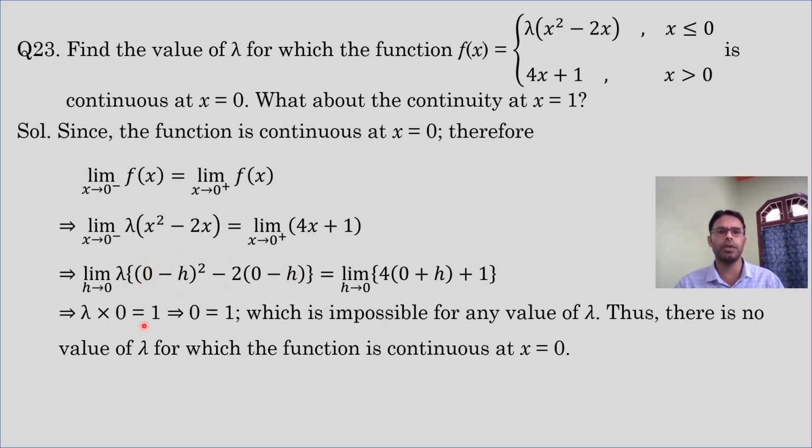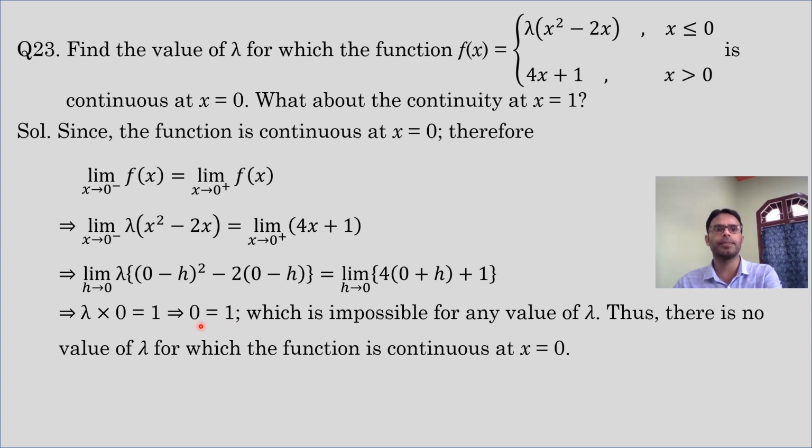So lambda into 0 is equal to, on the right hand side, it will be 1 only. So 0 equal to 1, and this is an absurd case, an impossible case. And you see, if you take lambda equal to, say, 1, in that case the final line will be 1 into 0 is equal to 1, which is again 0 equal to 1.